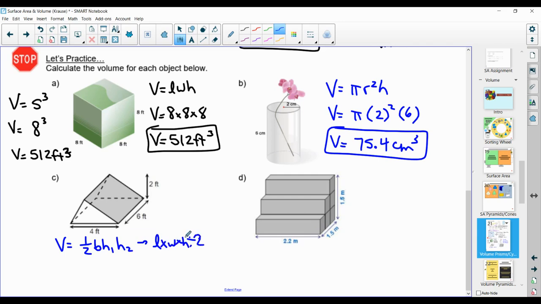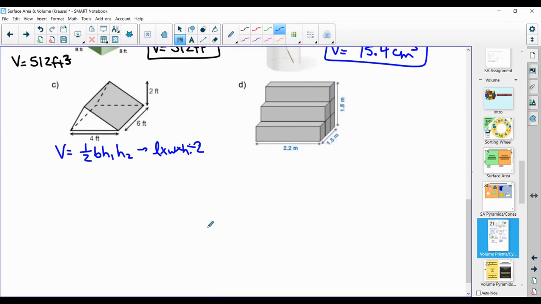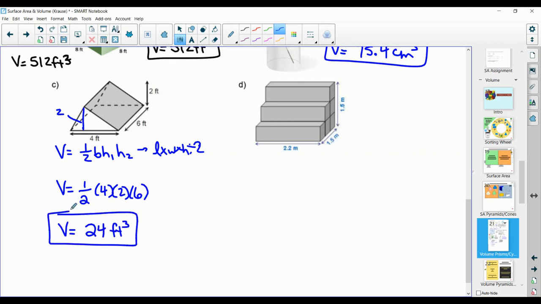I go length times width times height divided by 2, because ultimately a triangular prism is just half of a rectangular prism. So if a rectangular prism is length times width times height, a triangular prism will be length times width times height divided by 2. Either way, you're still going to get the same answer. So I'll use the first formula this time. 1/2 times base, which is 4, times the height of the triangle, which is 2, times 6, and that gives us 24 feet cubed, or 24.0 feet cubed if we had to round to the nearest tenth.